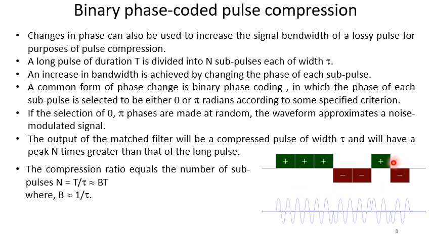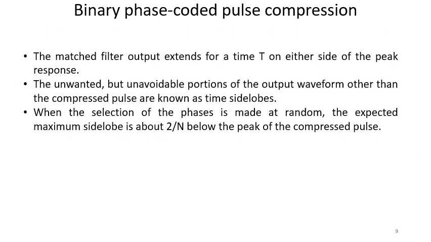So this is an example of binary phase coded pulse compression. The matched filter output extends for a time T on either side of the peak response. The unwanted but unavoidable portions of the output waveform other than the compressed pulse are known as time sidelobes. When the selection of the phases is made at random, the expected maximum sidelobe is about 2 by n below the peak of the compressed pulse.